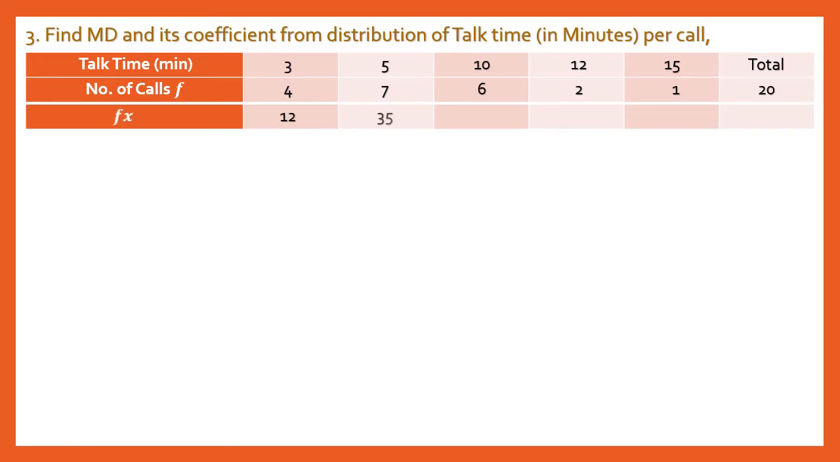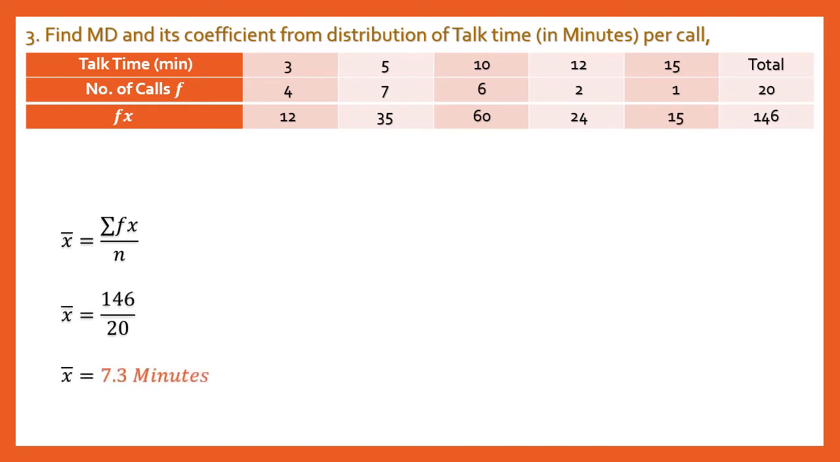3 4s are 12, 5 7s are 35, 10 6s are 60, 12 2s are 24, 15 1s are 15, and when you make a total of all these values you get 146. Calculate mean: summation fx upon n, that is 146 upon 20, that is 7.3 minutes. Okay, so the average is 7.3 minutes per call.